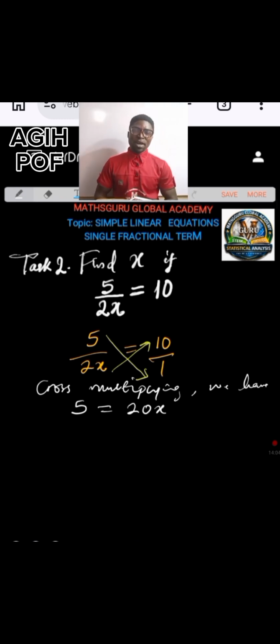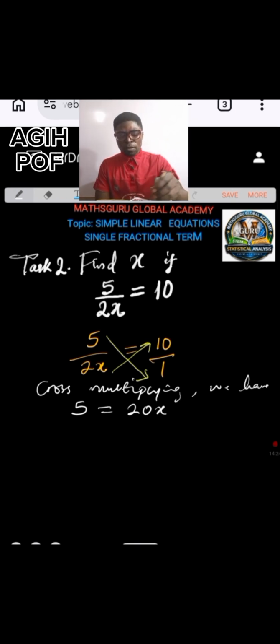Now, how do we find the value of x? The same way we did earlier. You can rewrite it as 20x equal to 5. So 20x equal to 5 is the same as 5 equal to 20x. If you like, you can leave it this way. Alright, let's divide both sides by the coefficient of x, which is 20. And we're going to have 5 over 20 equal to 20x over 20.